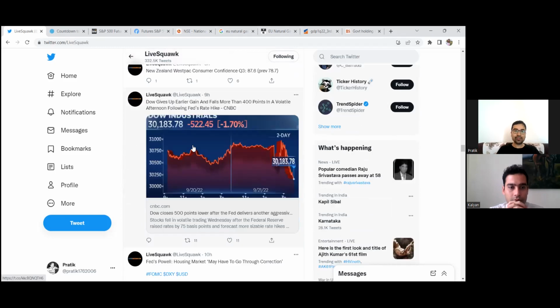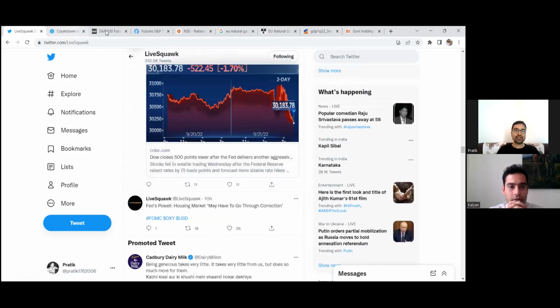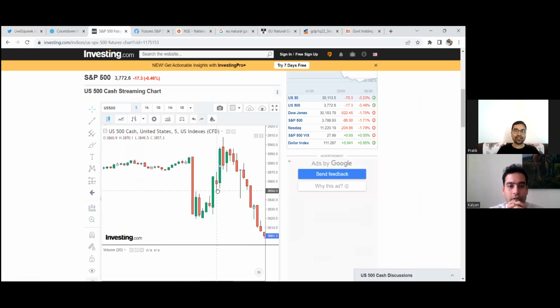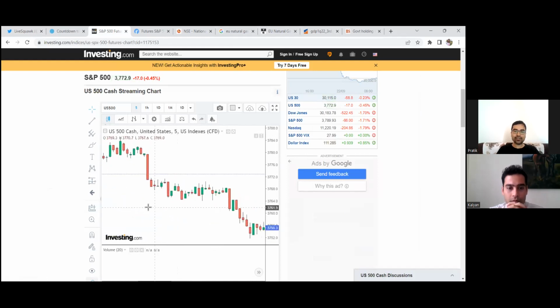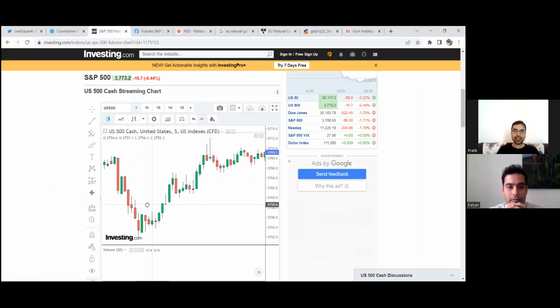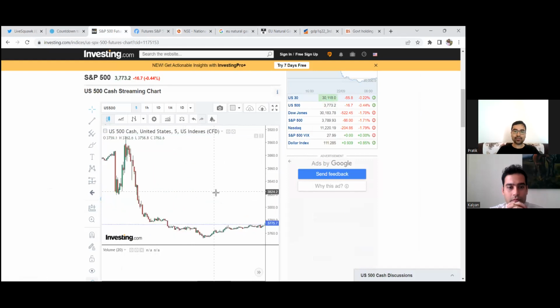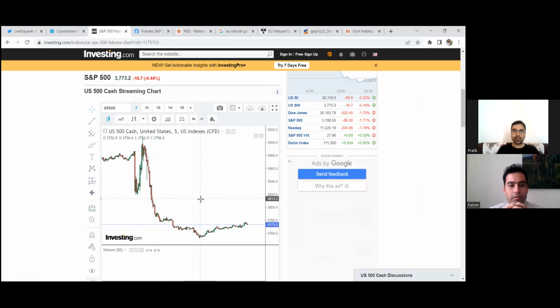After they said that the housing market will have to go through a correction, the market got it. The market sold off heavily. Look at this sell-off. After that, the sell-off basically continued. That was sort of the last state, and the sell-off sort of continued. So this is what happened.